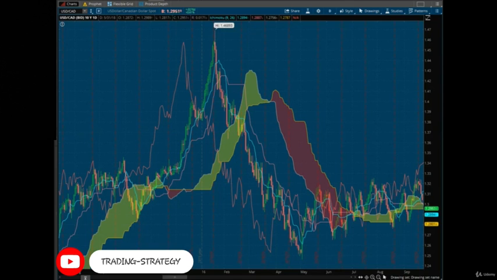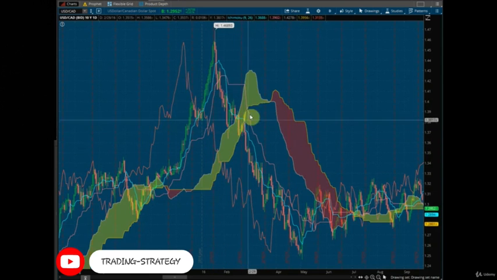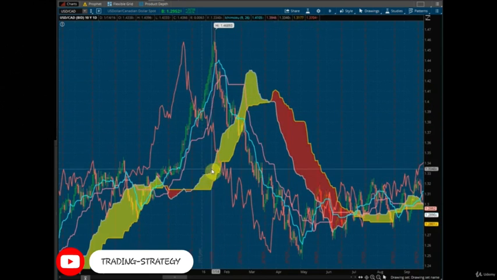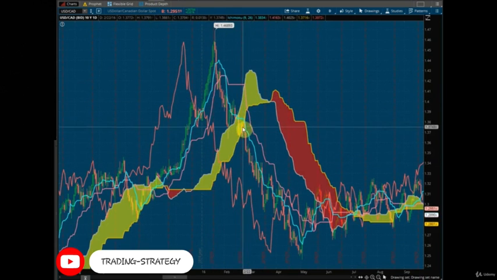So number 1, we're looking at the Senkou span A and Senkou span B. So remember, Senkou span A, once again, is the green or the gray line, and Senkou span B is the yellow line here. So when span A is on the top, once again, you have an uptrend. The distance between span A and span B will show you the strength of the uptrend.